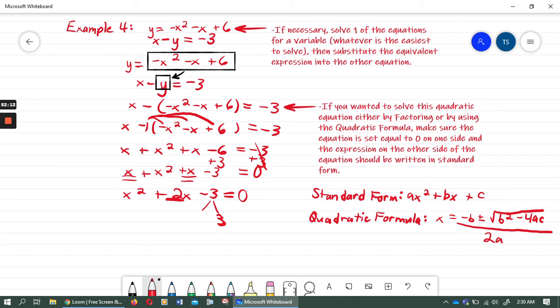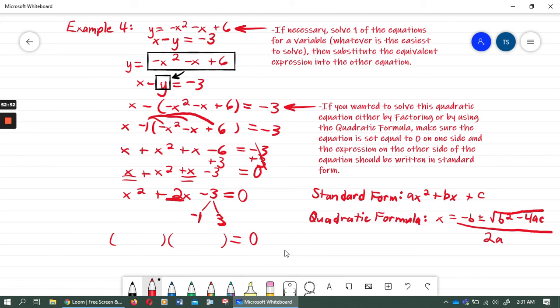Alright, so 3 and -1 are those two factors that add together to give us +2. So we found two factors of -3 that add together to give us +2. And guys, when we write out these two factors, remember that we write it out like this. This is how we do it when that a value, that leading coefficient, is 1 and it's factorable.